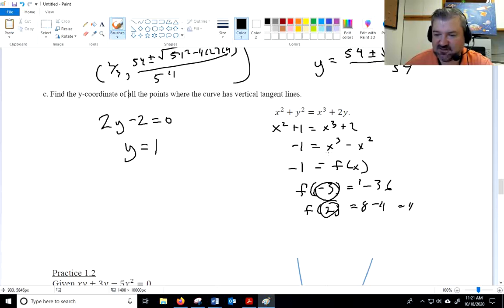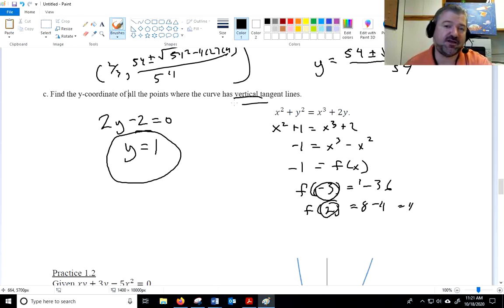And since f is continuous, we can say by the intermediate value theorem that there must be some x value where this takes on negative 1. So that means there must be some x value that corresponds to y equals 1. So we definitely know that there is a vertical tangent line, which would be an interesting question: can you confirm whether or not this graph has a vertical tangent line? We solve for the y value 1, and we use the intermediate value theorem to confirm that it must occur somewhere.